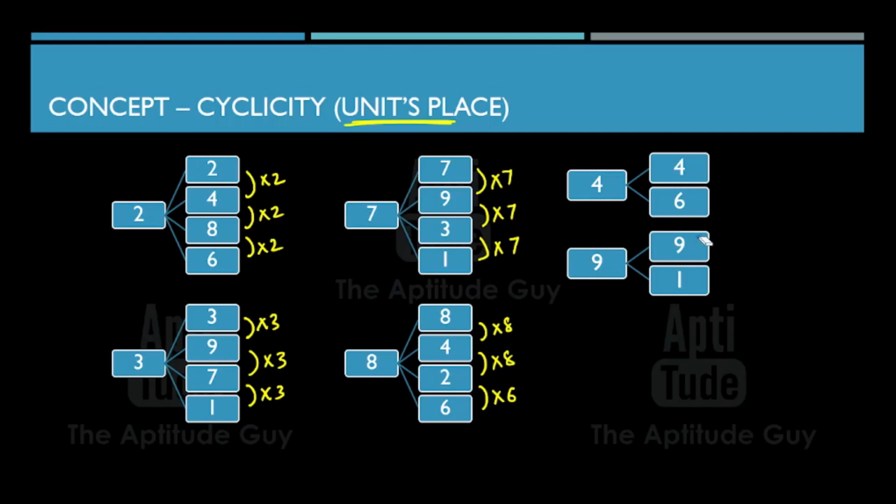Or another way to look at it, 4 fours are 16. Then 4 sixes are 24. Then 4 fours are again 16. 4 sixes are 24. 4 fours are 16. 4 sixes are 24. It goes on and on.